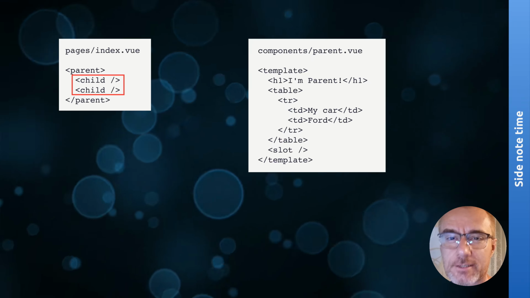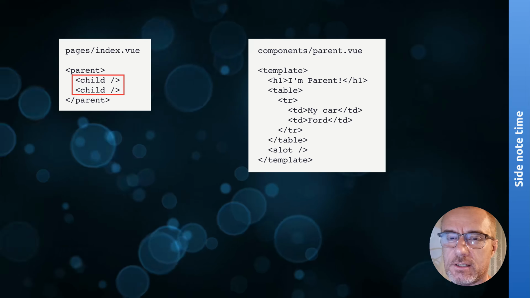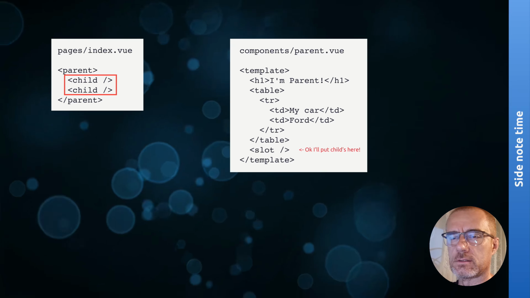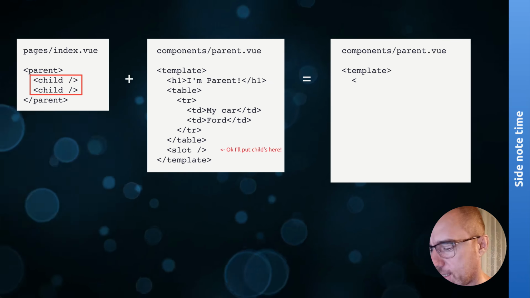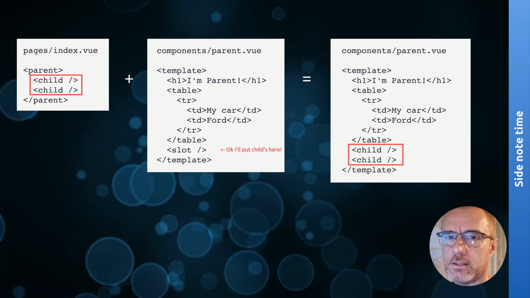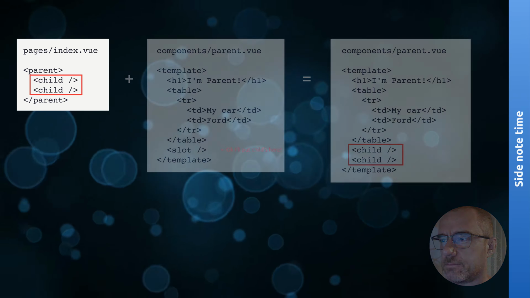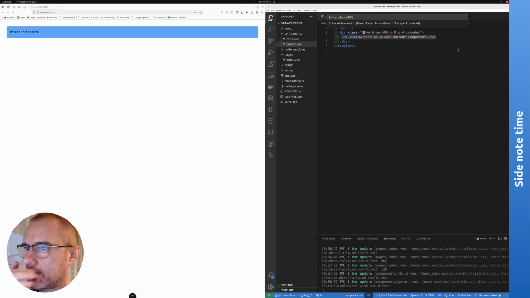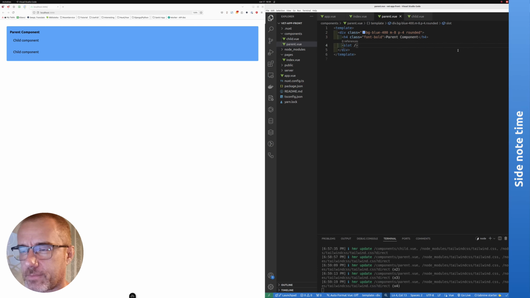So the slot is the place where Vue.js will take the whole content you put in between the opening and the closing component tag, and it will put everything you have there in the slot. That's why when you put the slot in the parent component, the child's elements, the child's component appear, and we can see the child now in our parent component. But this is option number one. We can use the slot.